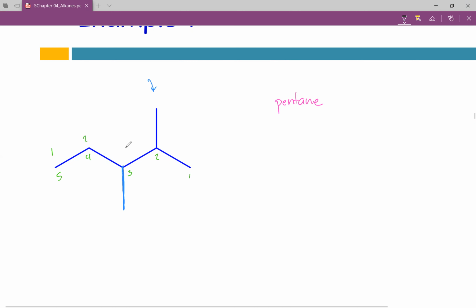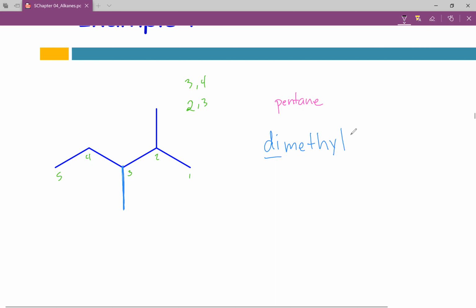If we numbered it the other way, we would put our substituents on 3 and 4 rather than 2 and 3. Obviously, the 2 and 3 substituents will be lower, so we're going to prefer that way, okay? So now we have 2 methyl groups attached to our parent chain here. So instead of calling these methyl groups methyl, we're going to say dimethyl because we have 2 methyls. So this is a dimethylpentane now.